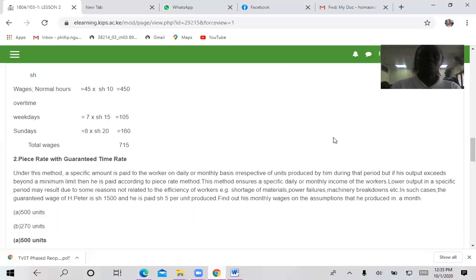So this method ensures a specific daily or monthly income for the workers. The lower output in a specific period may result from reasons not related to the efficiency of the workers, for example, shortage of materials, power failure, machinery breakdown, etc. So in such cases, the guaranteed wage is paid to the worker.